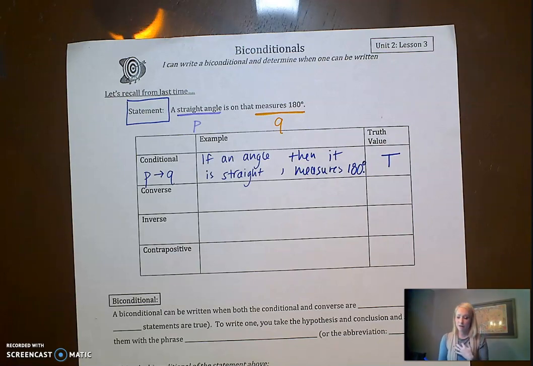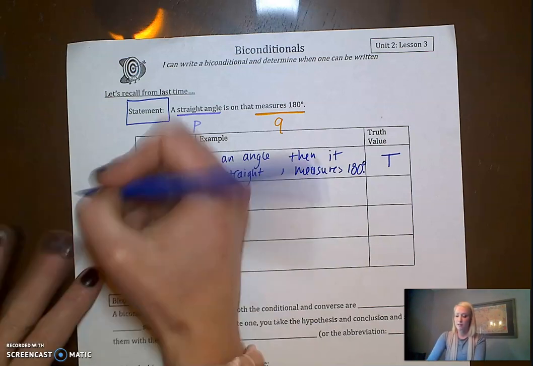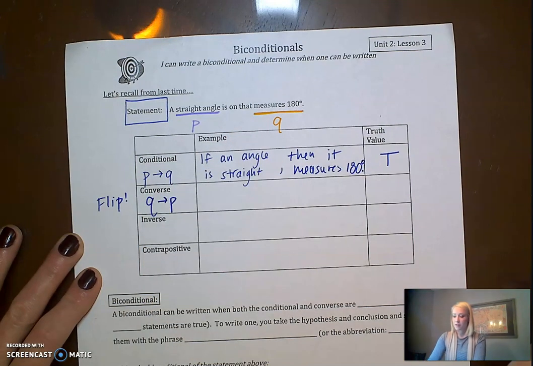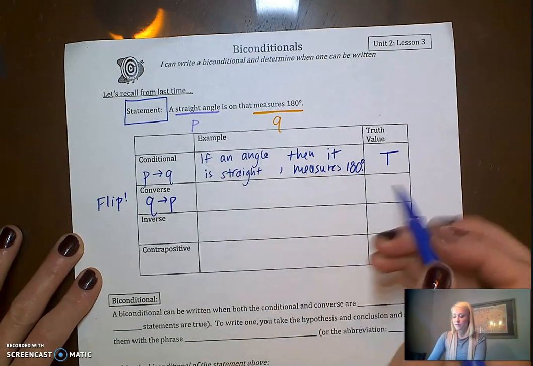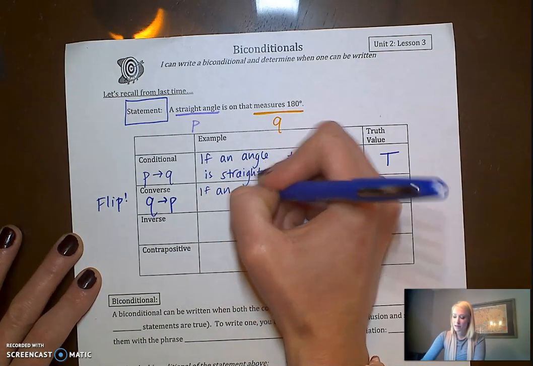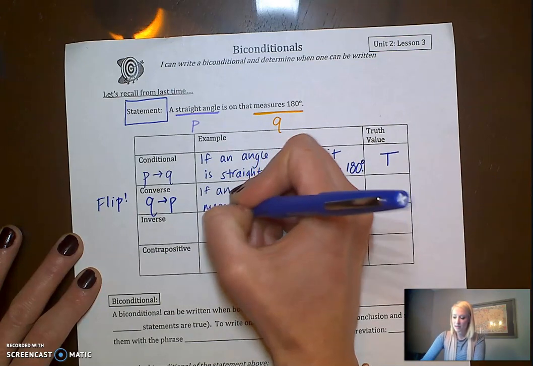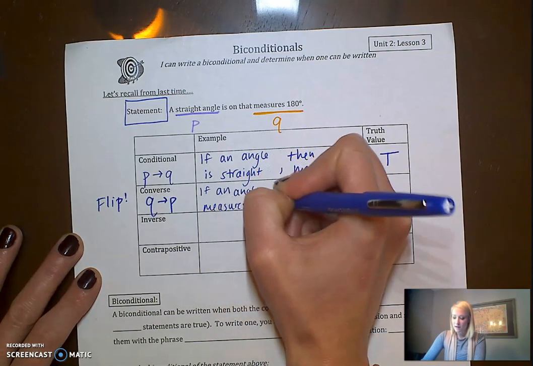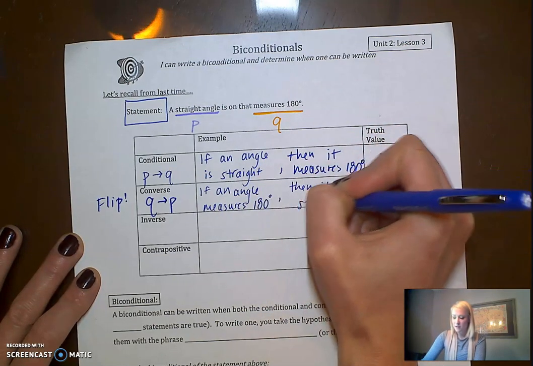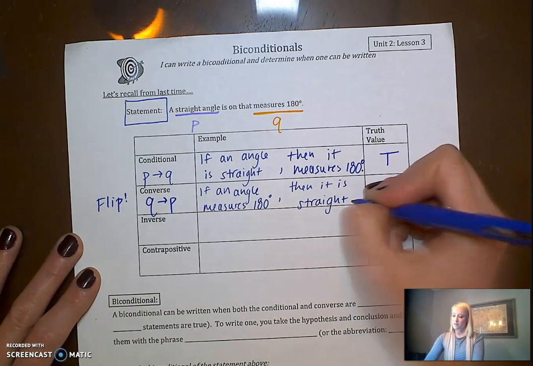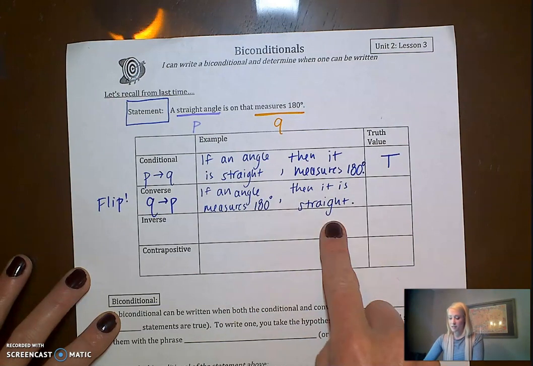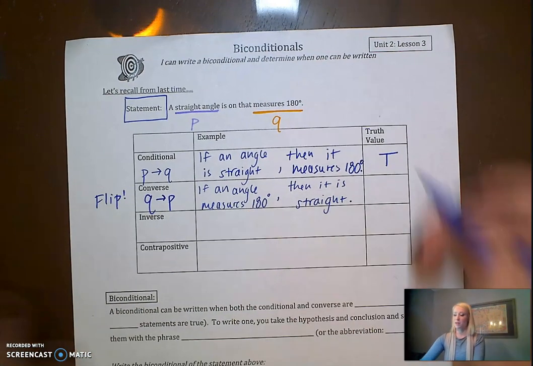Okay, now let's do the converse. So remember, the converse is when you just flip the statement. So Q comes first, then P. So I'm going to flip this, and I'm going to say if an angle measures 180, then it is straight. Okay, and let's think about whether that's true or not. So if an angle measures 180, then it is straight. That's true. 180, it's got to be called a straight angle.